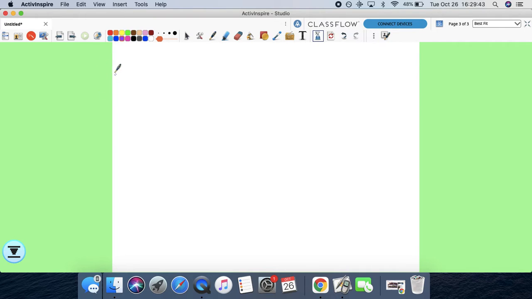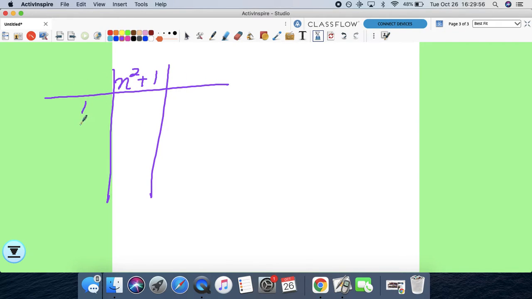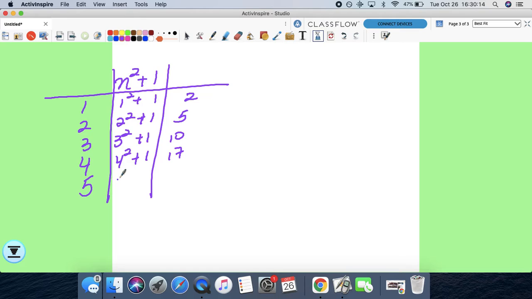Question 2, we want to find the first 5 terms of each sequence. So if this represents that sequence, right? So we want the first term. So we can create a table, whichever way you figure out is more organized. So here's 1, 2, 3, 4, 5, the first 5 terms. So if I substitute, I get 1 squared plus 1, ends up being 2. 2 squared plus 1, which is 5. 3 squared plus 1, which is 10. 4 squared plus 1, which is 17, and 5 squared plus 1 is going to give me 26. So here are my first 5 numbers in that sequence.